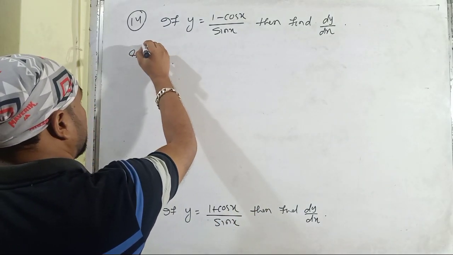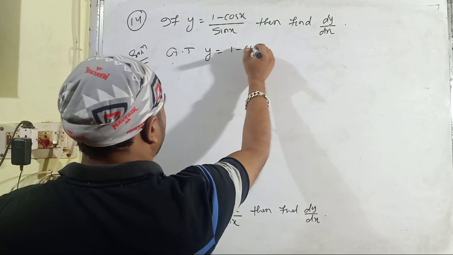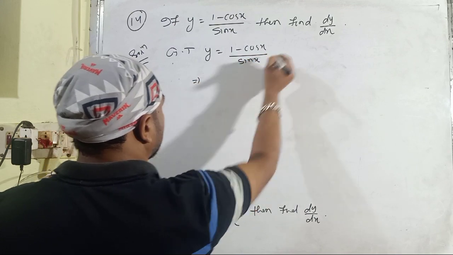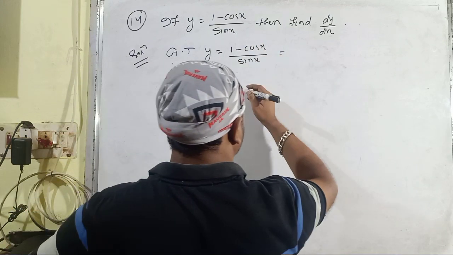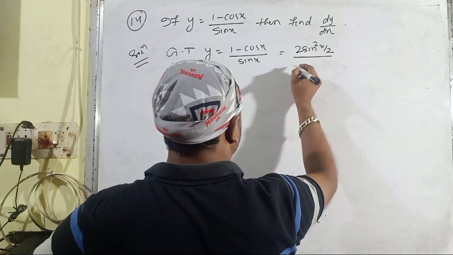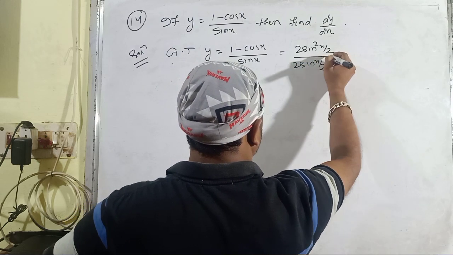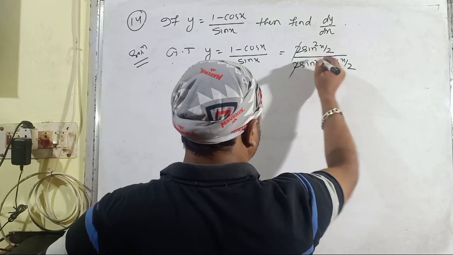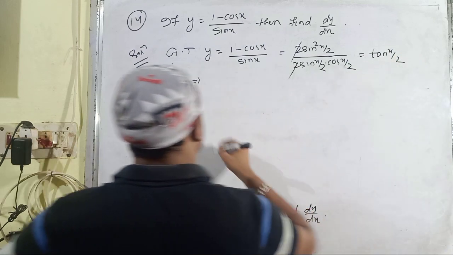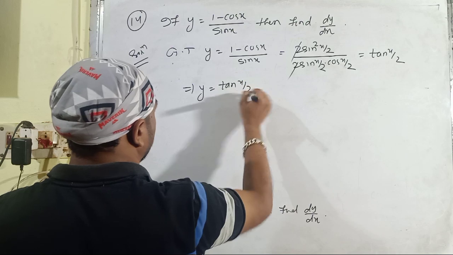Solution. Given that y is equal to 1 minus cos x divided by sin x. So 1 minus cos x will be 2 sin square x by 2, divided by 2 sin x by 2 multiplied with cos x by 2. Then just simplifying, we have tan x by 2. So that implies y is equal to tan x by 2.